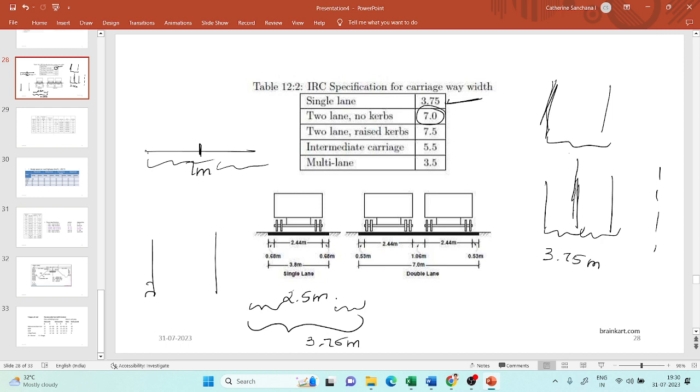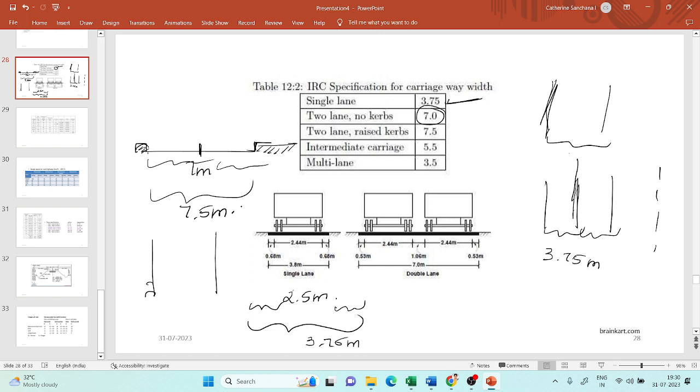So raised stone-like things here. Maybe this is the median, the separation. And this is maybe the edge of the road. So these are curbs. If they have raised curbs, then the minimum width of the carriageway is 7.5 meters.